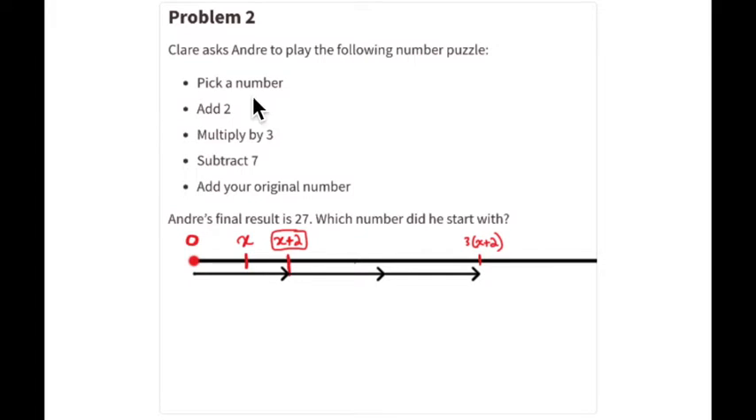And then I'm going to add 2 to that. And then I'm going to multiply that by 3. So I'm going to have 3 times x plus 2. So I'm going to have 3 of these: x plus 2, x plus 2, and x plus 2.